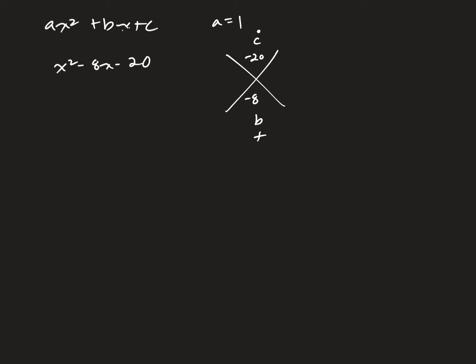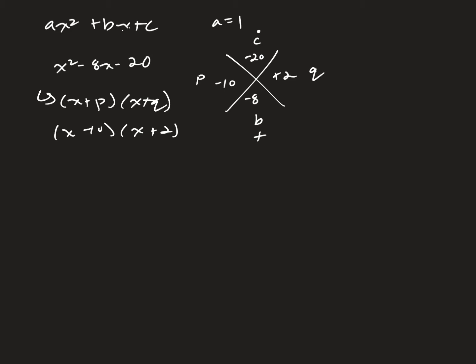Okay, and then eventually for this example, you would get something like -10 plus 2. Well, -10 times +2 multiplies to give you -20. -10 plus 2 adds up to -8. There you go. You found your p and q values such that you can factor this quadratic trinomial in the form x plus p times x plus q, right? So you can factor it like x minus 10 times x plus 2, because these represent your p and q values.